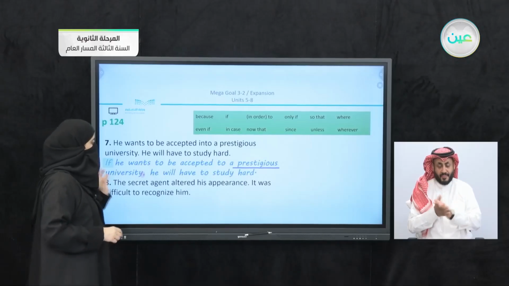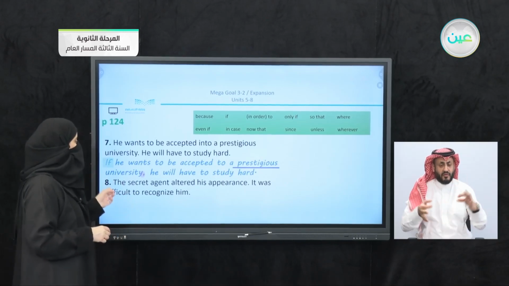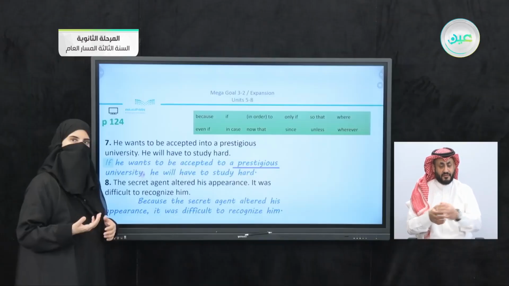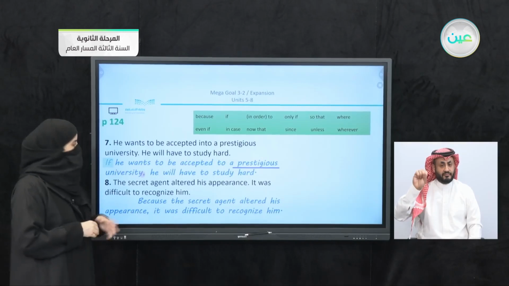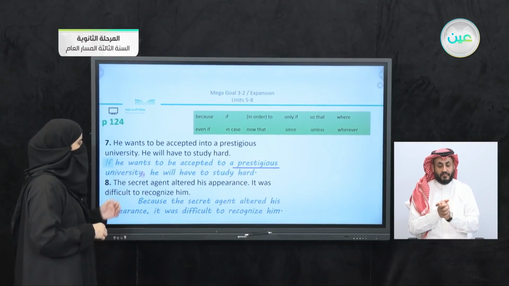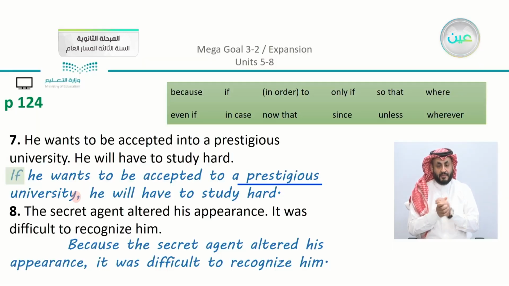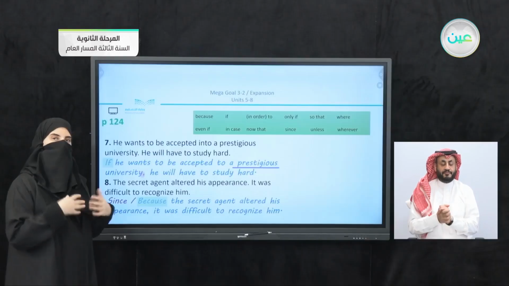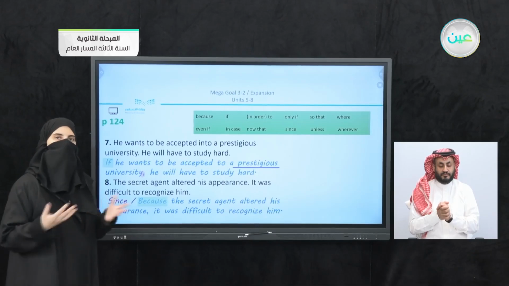Now we have number 8. The secret agent altered his appearance. It was difficult to recognize him. Now we have here, there is something about changing their appearance, and we have the reason. Now we can say that there is a reason or a purpose. So the sentence that we can come up with is, because the secret agent altered his appearance, it was difficult to recognize him. So we have here the conjunction because, and you can see that since can also be used. So there are two options here. We can use either since, or if you chose to use because, both of them are correct.